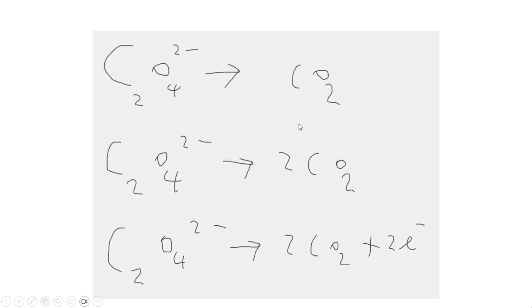Let's do the half equation for this now. C2O4 2 minus to go to CO2. I need to balance everything that's not oxygen or hydrogen. This has two carbons, this has one carbon, so I need to add a 2 in front of it. So now I've got two carbons, two carbons. So on the second line it's balanced. Now I balance oxygens. On the left I've got four oxygens, on the right I've got two oxygens.